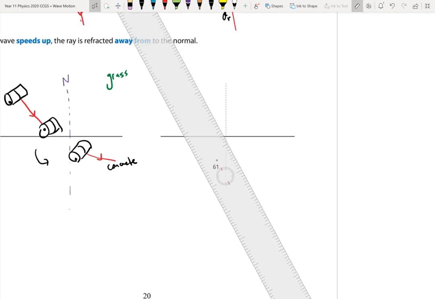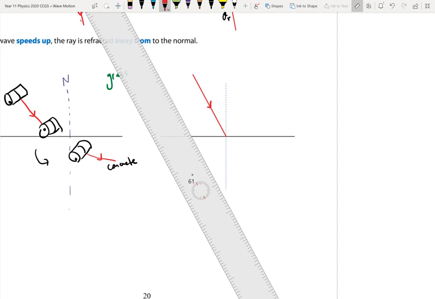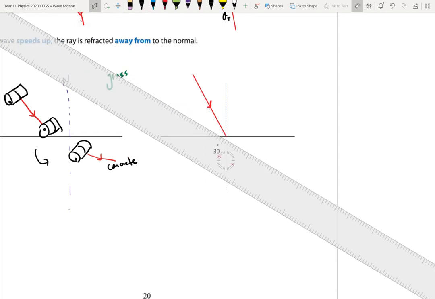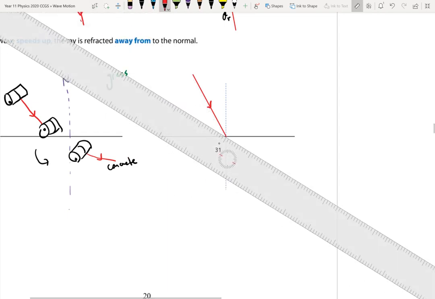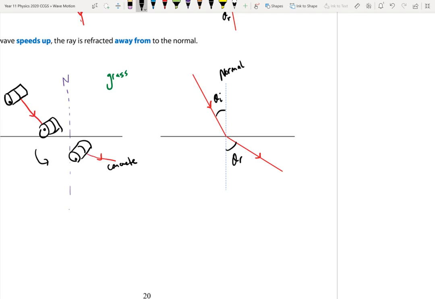So, again, there is an equation. We would need to know the properties of the two mediums to be able to calculate how much it bends by. But for now, you would just have to take your ruler and bend it the opposite way. Okay. So again, this would now be down here, this would be V1 is slower than V2, the wave speed. Okay.